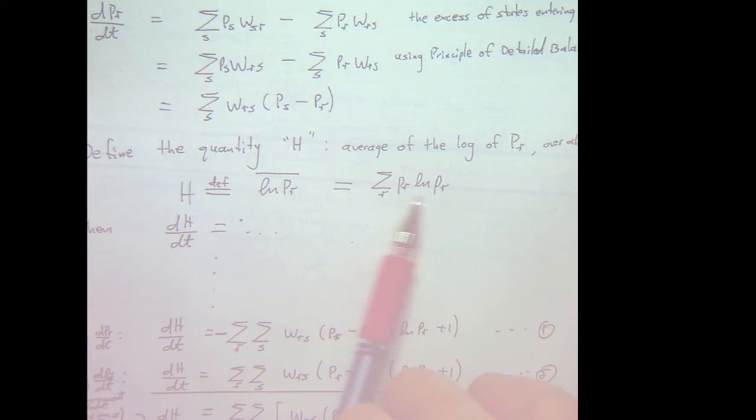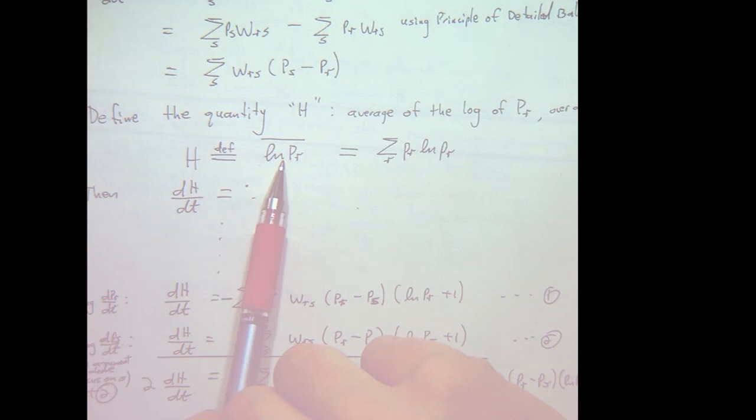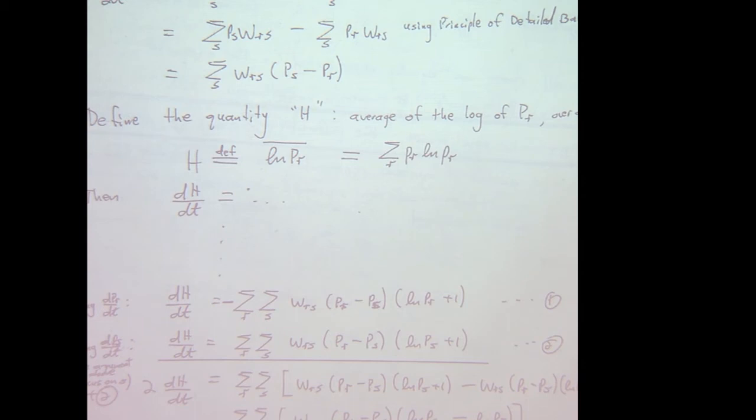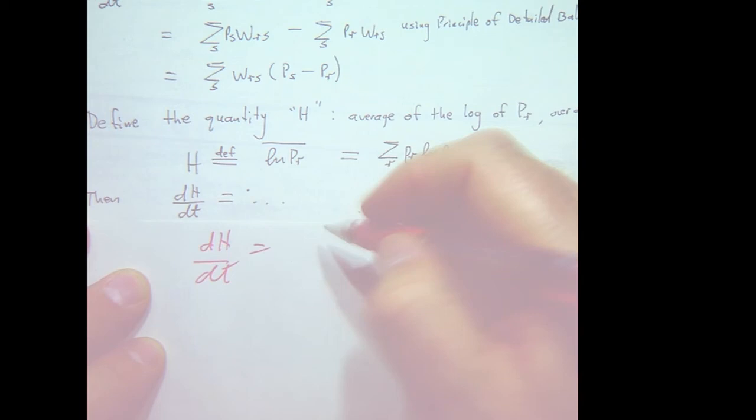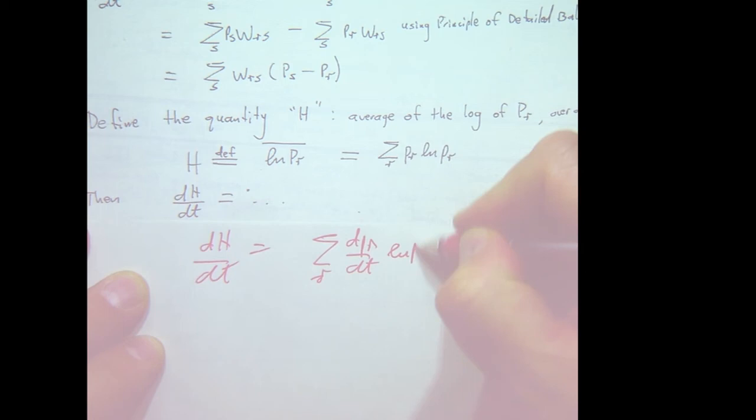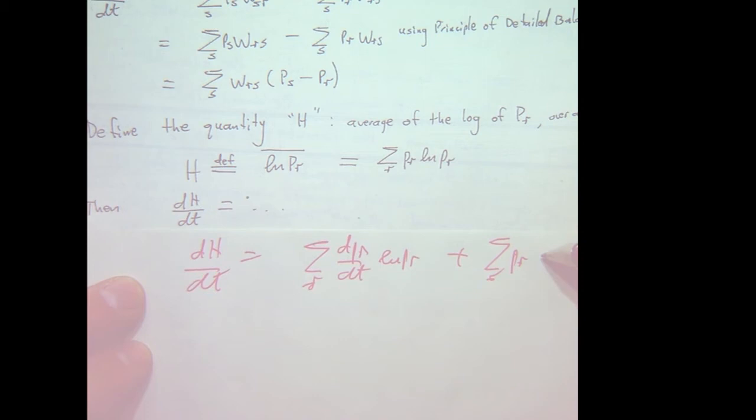Okay. And then if you differentiate, dH by dt equals the sum over R of dP_R by dt times ln P_R, plus the sum over R of P_R times d by dt of ln P_R, which is P_R dot over P_R, which is dP_R by dt. That's dP_R by dt times 1 on P_R, so that cancels.